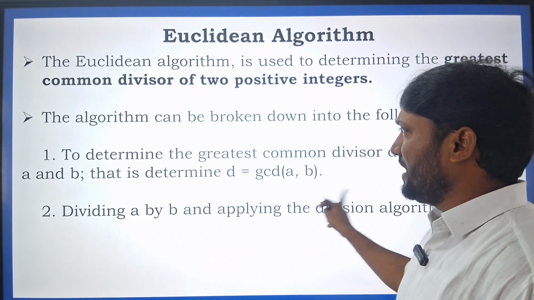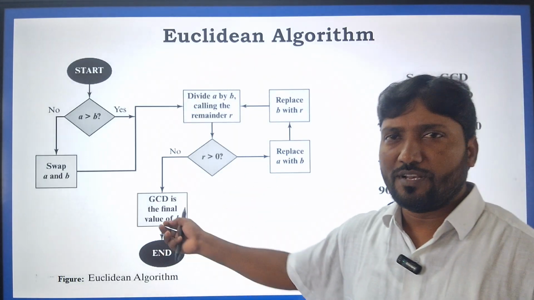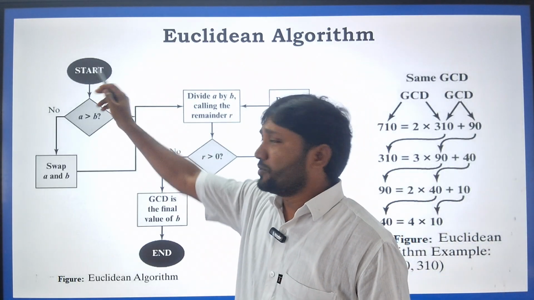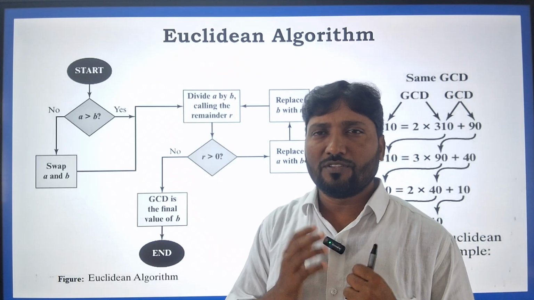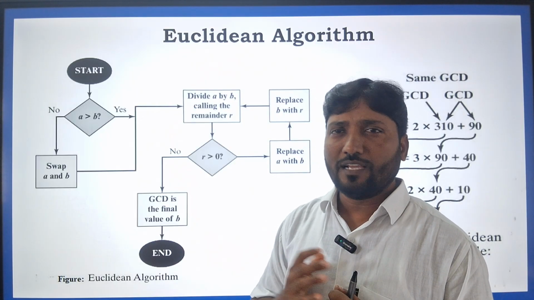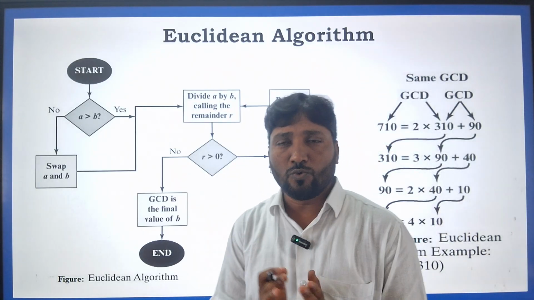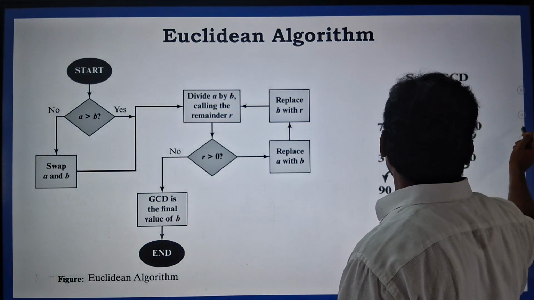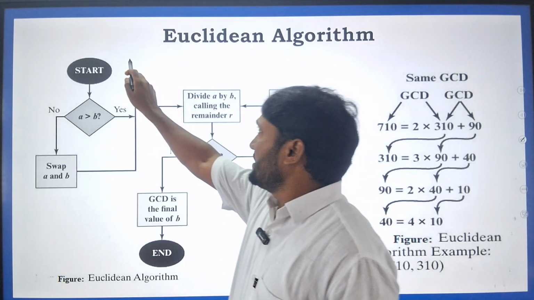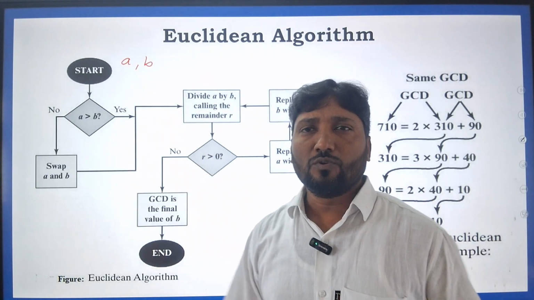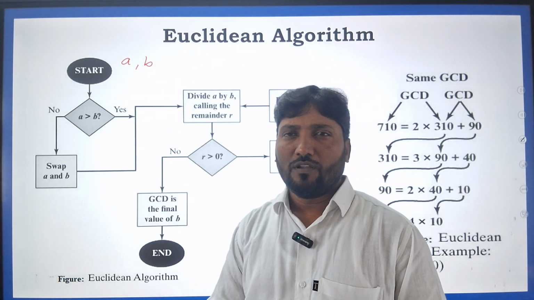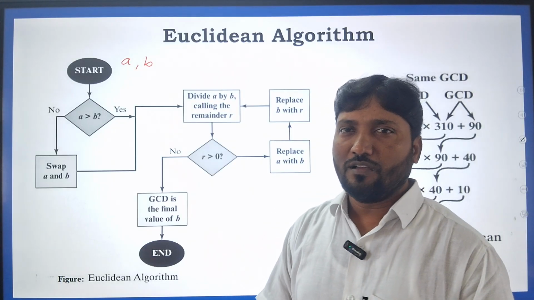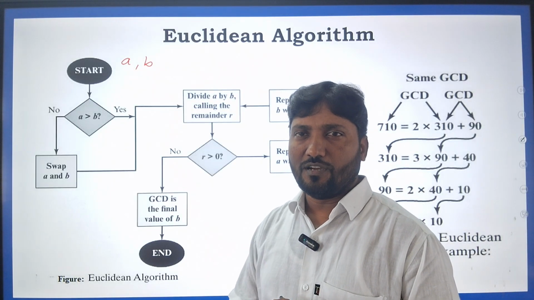Now this algorithm has a flow chart, which makes the Euclidean algorithm very simple to understand. Okay, let us see here. Now we take the two positive integers a comma b, which is where the algorithm starts. As we know, the rule to apply this algorithm is that a must be greater than b. Then only we apply this algorithm to calculate the GCD of two numbers.